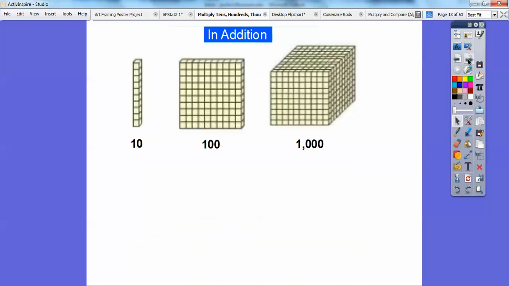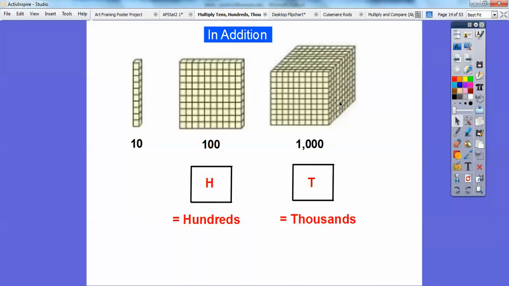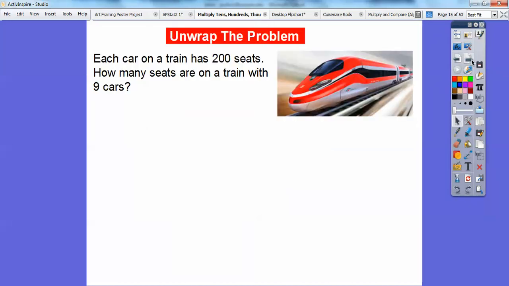So here's our 10 block, this is our 100 block, and this is our 1,000 block. These take up some space, so I'm just going to draw squares, and I'll put an H in one for hundreds and a T in one for thousands. All right, let's go ahead and start.